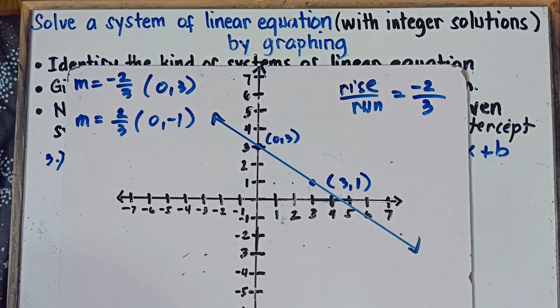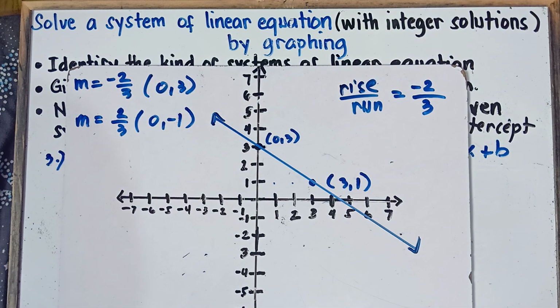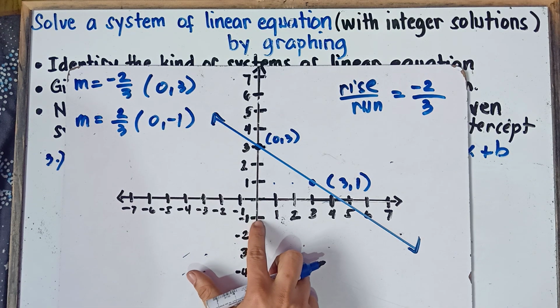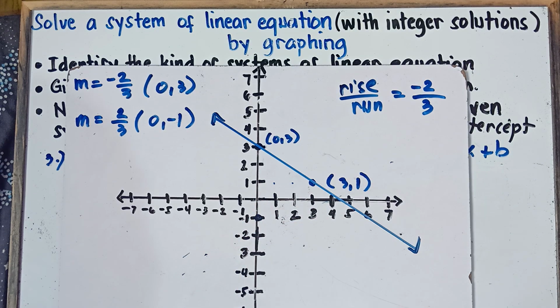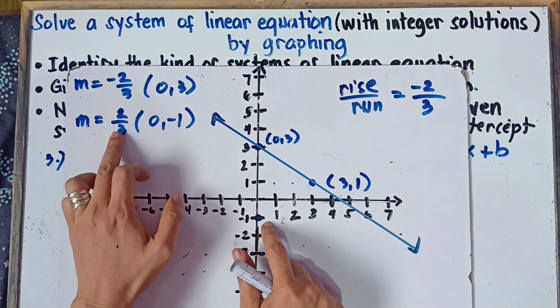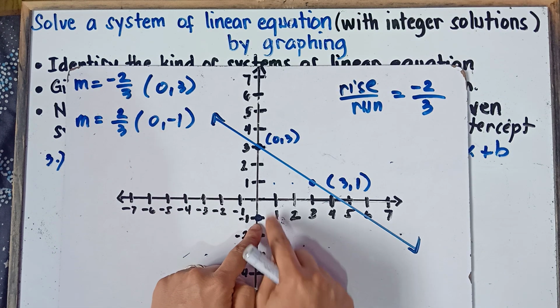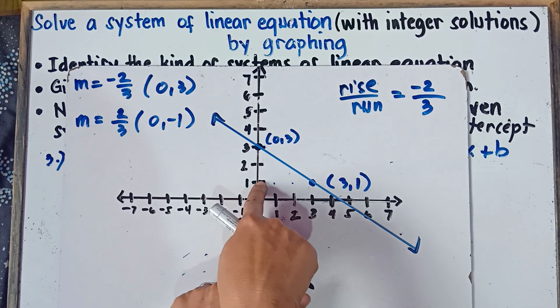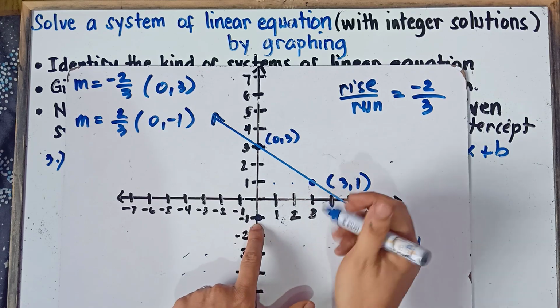Alright, so let's proceed to our second line. Once again, the ordered pair, we have 0 and then negative 1. Where's that, class, on the Cartesian plane? That's correct. This one right here, right? X is 0 and y is negative 1. And then the slope, we have 2 over 3. So rise is positive 2, therefore we need to move 2 units upward. So 1 and then 2. And then run, we have positive 3. So 1, 2, and then 3. This one right here.